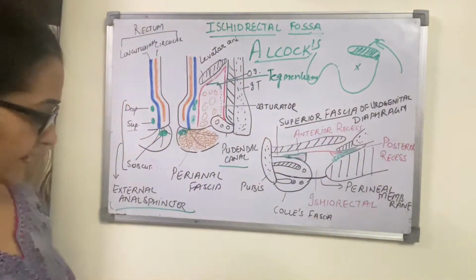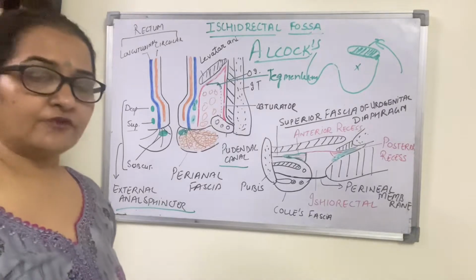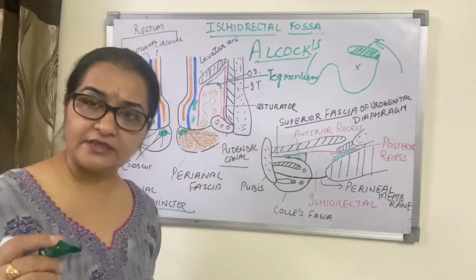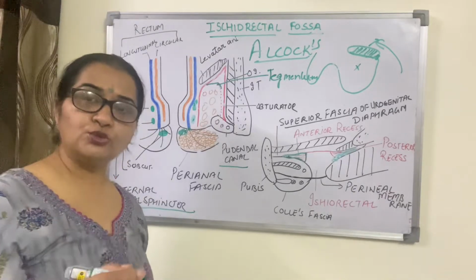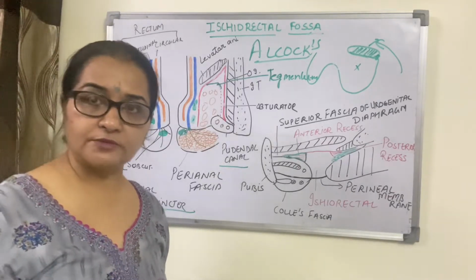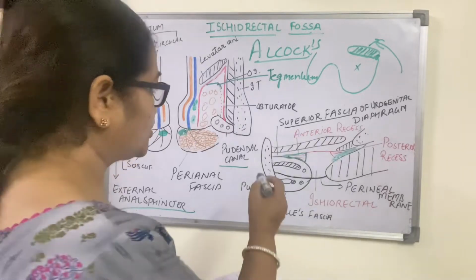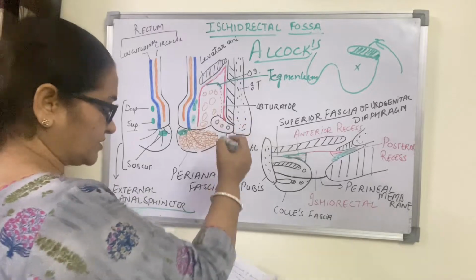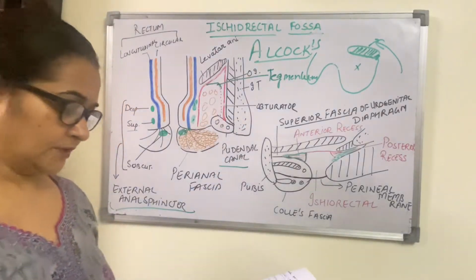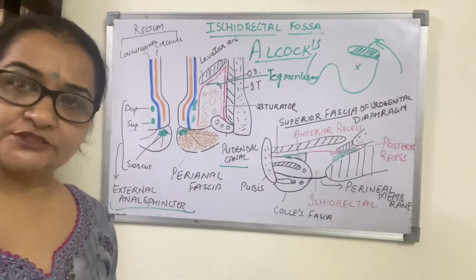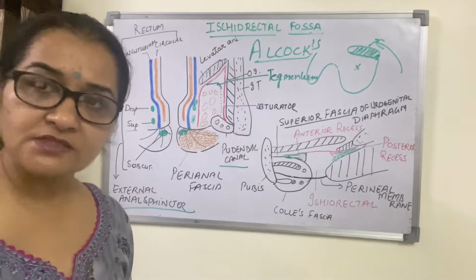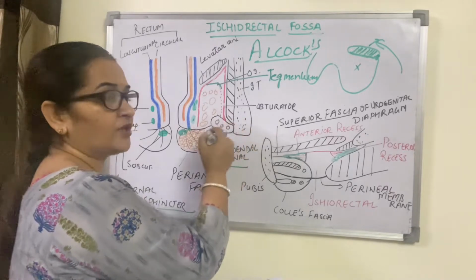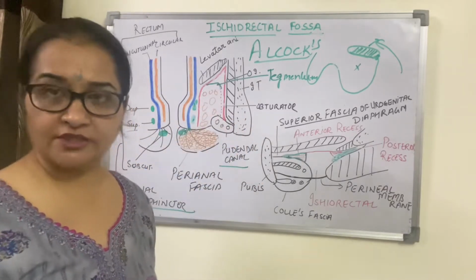Now this Alcock's canal extends from the lesser sciatic notch of the hip bone to the lateral wall of the ischiorectal fossa. In the region of the lateral wall of the ischiorectal fossa, what is lying? You can see here, this is the ischial tuberosity. So in this region, the pudendal canal is running on the inner side of that.